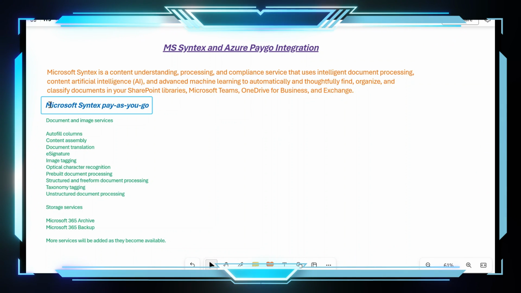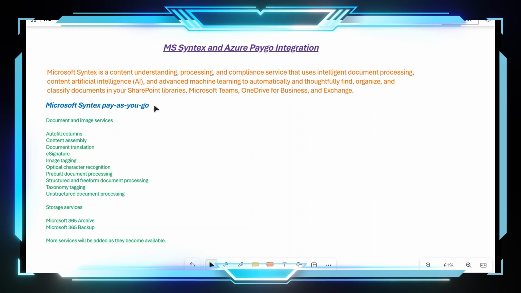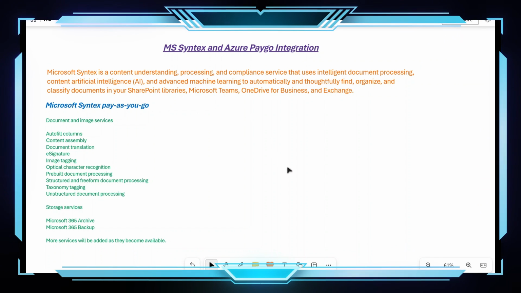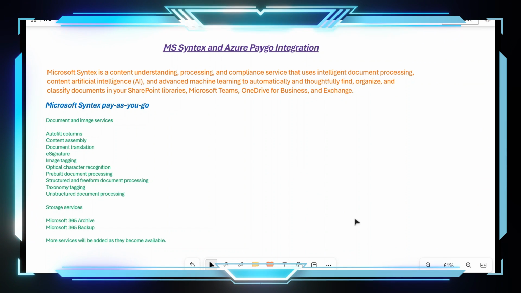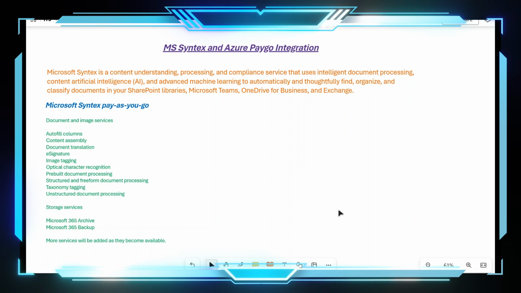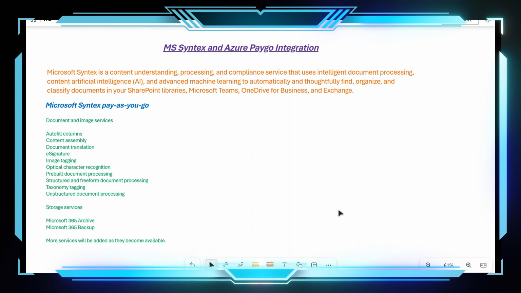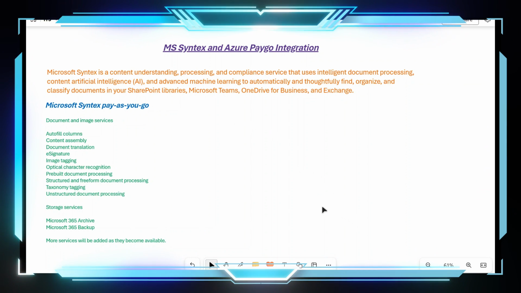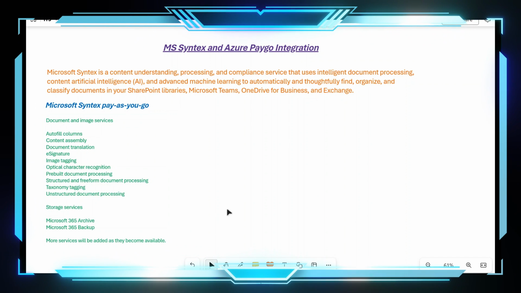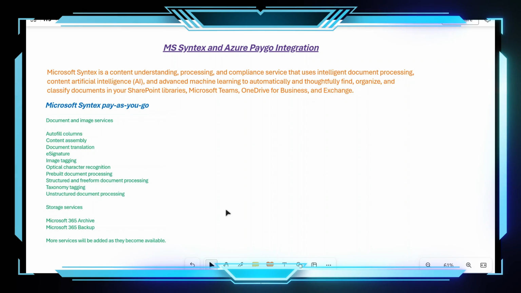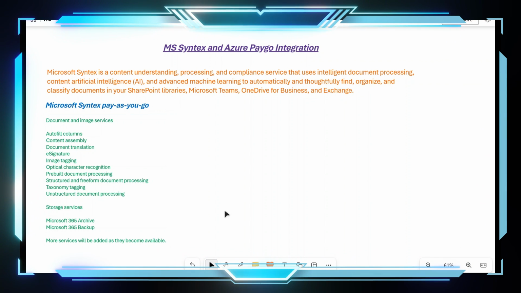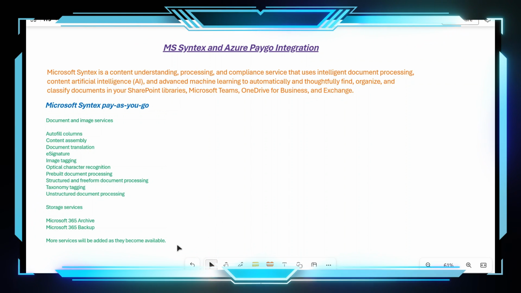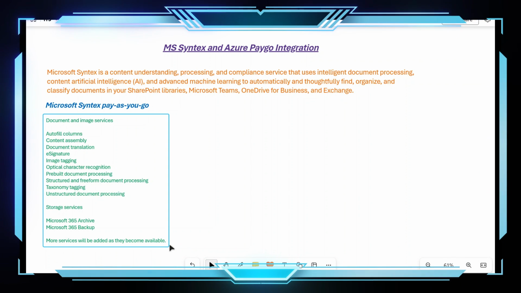So, just a brief background on this service. Microsoft Syntex pay-as-you-go is a content understanding, processing, and compliance service that uses intelligent document processing. It involves different services like autofilling columns, content assembly, document translation, optical character recognition, and unstructured document processing. That all falls under the document and image services. And then you also have storage services, which include Microsoft 365 archiving and backup services. And the plan is that under the Microsoft Syntex suite of services, they're going to add more services under this portfolio.